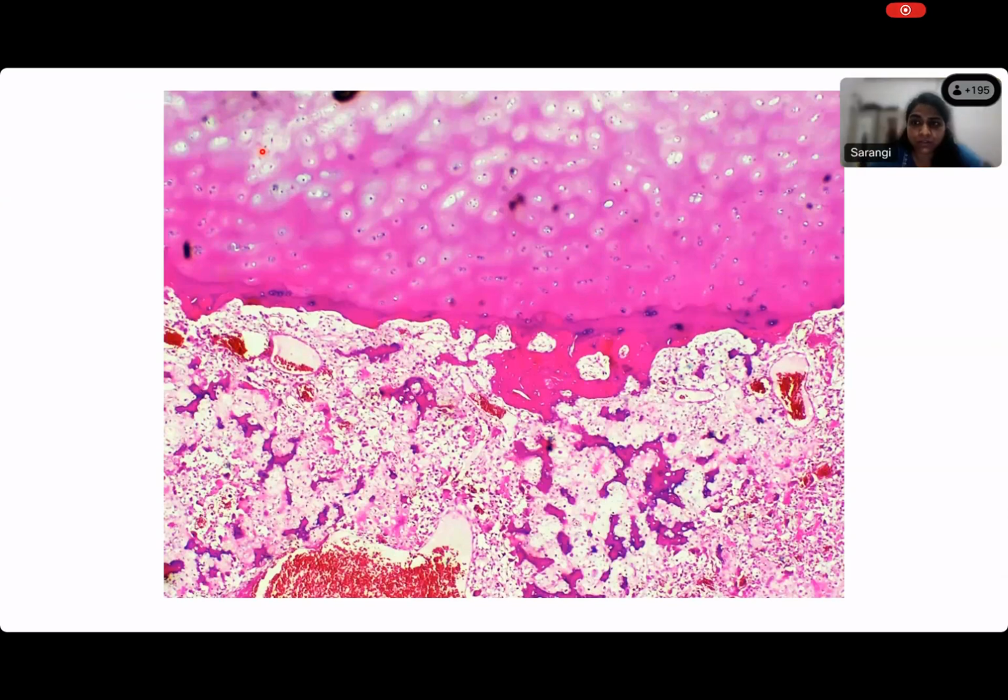Ma'am, bony, osteoid. No. Now we're talking about the cartilage, Sarangi. Okay. All right. Let me ask somebody else over there. Manasi. Now she said that she's seeing a lot more cartilage, right? So do you agree with her that you're seeing a lot more cartilage in this tumor?